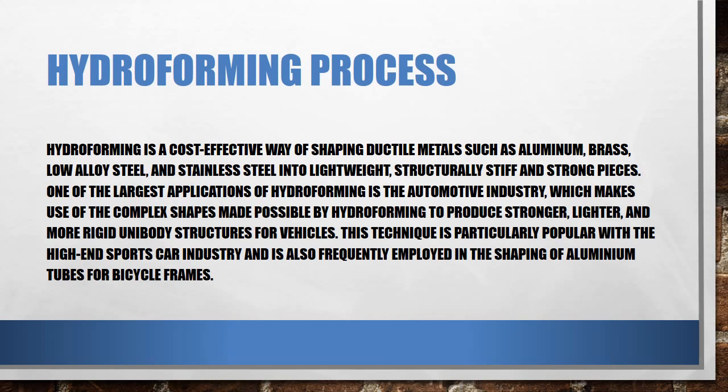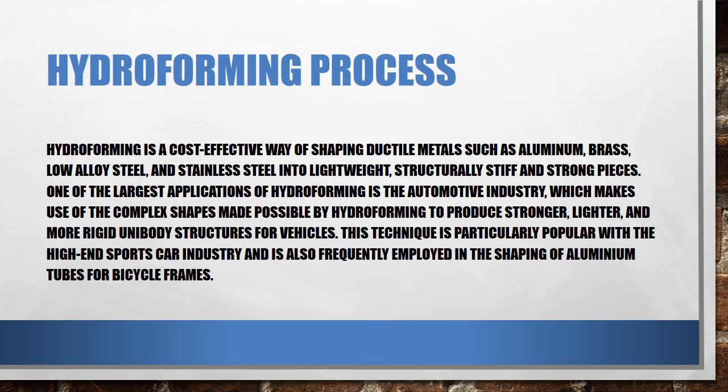Hydroforming process. Hydroforming process is a cost-effective way of shaping ductile metals such as aluminum, brass, low alloy steel, and stainless steel into lightweight, structurally stiff and strong pieces.